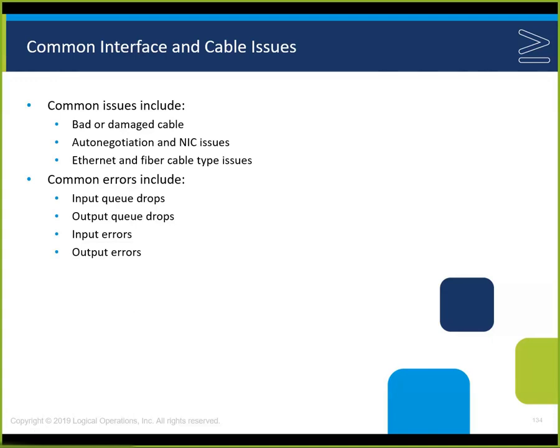Auto negotiation and NIC issues. The default for the NICs that we buy is auto negotiate. The defaults for the switches that we plug them into is auto negotiate. What that means is when you plug them in, they'll communicate with each other and determine what's the highest speed and whether they can be a full duplex or have to be a half duplex.